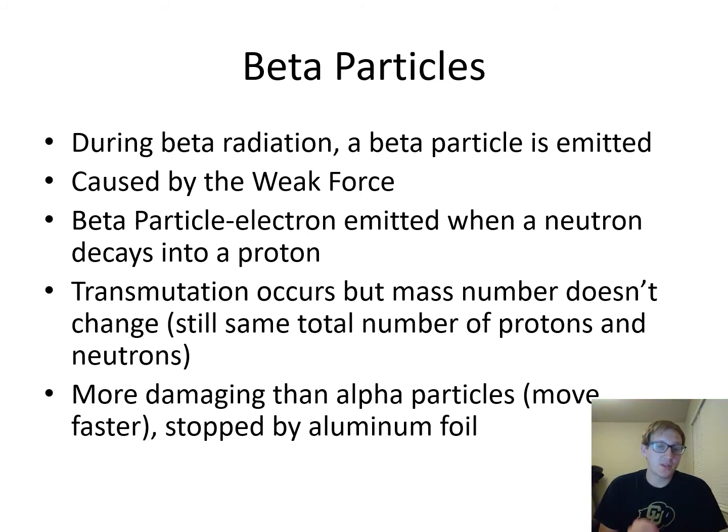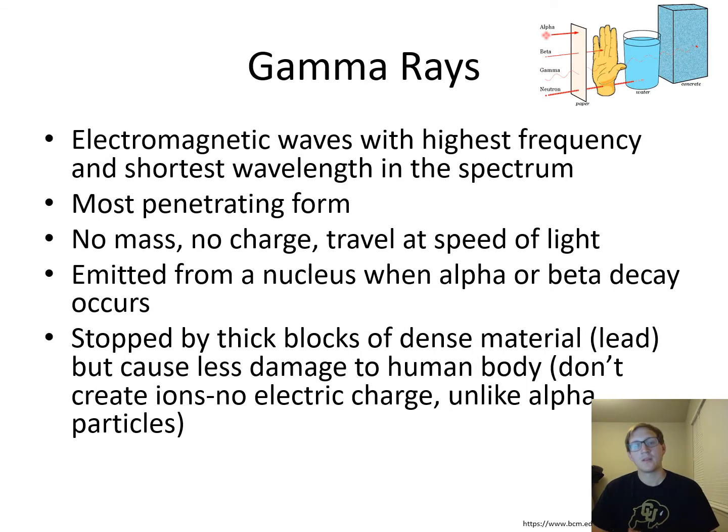These are much more damaging than alpha particles. They move much faster. However, again, if you looked at alpha particles, they're stopped by a piece of paper. Beta particles can be stopped by aluminum foil. Lastly, we have gamma radiation.